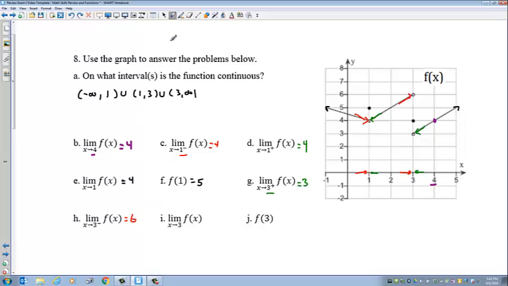Now, since the left-hand and the right-hand limits are not the same, right? The left-hand limit is 6, the right-hand limit is 3. We say this one, DNE, does not exist. And f of 3, that's the actual value. That's what the closed circle is. F of 3 is actually equal to 4. And that's it.